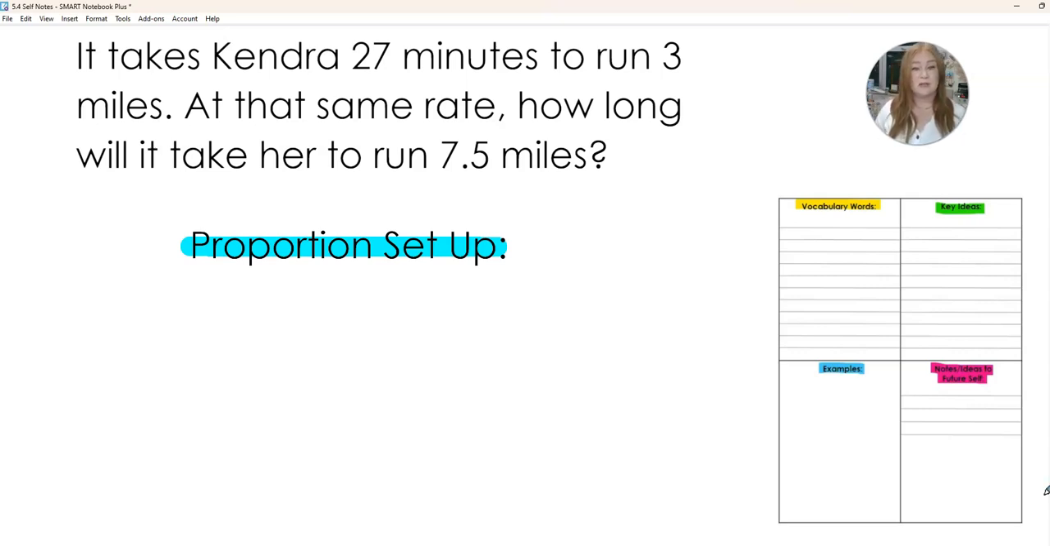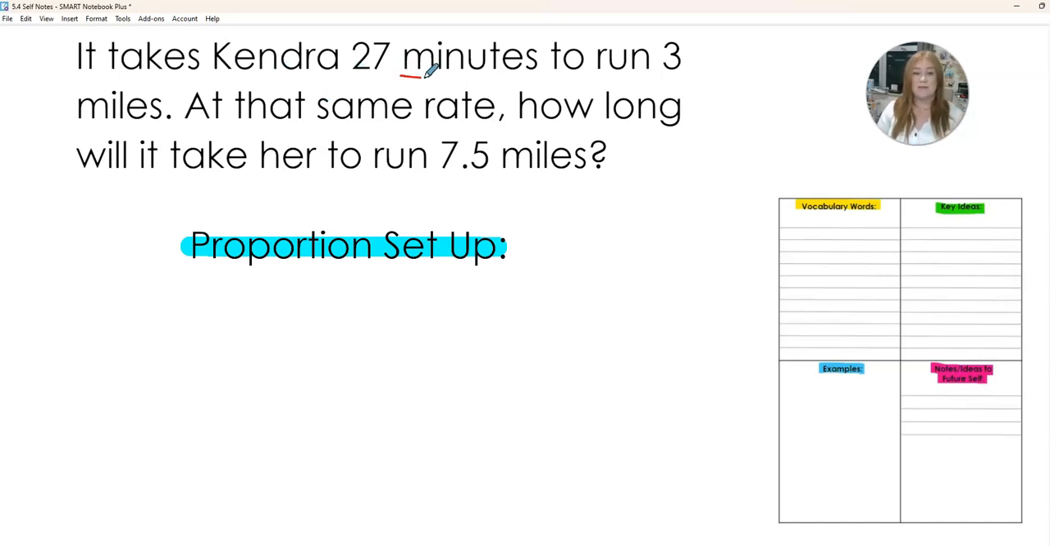If it takes Kendra 27 minutes to run 3 miles, at that same rate, how long will it take her to run 7.5 miles? In the past, we've been using our tables, and we've chunked it up like that. We're going to go away from the lines, but it's the same idea. We're using the table, it just doesn't have the boxes around it. First we have to have labels. We have to know what we are comparing.